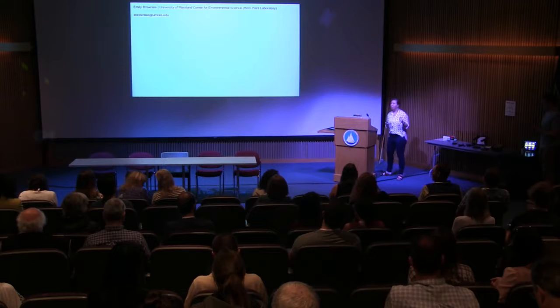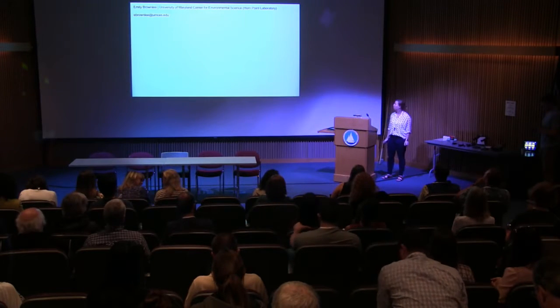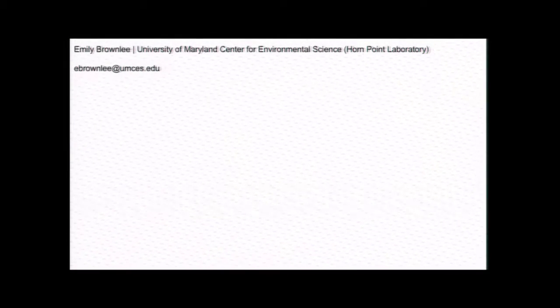So my name is Emily Brownlee. I'm a postdoc at the University of Maryland Center for Environmental Science, Horn Point Laboratory. And I'm just going to give you a little 3-minute blurb about my thesis research and what I'm doing now as a postdoc. So I worked here for my thesis research with Heidi Sosik, and I explored the seasonal patterns of ciliate communities on the New England shelf through integrative taxonomic analyses.